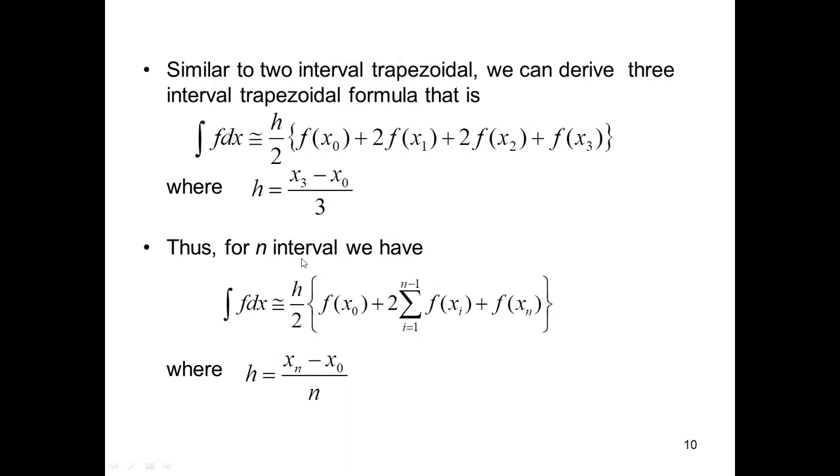Now, your h, generically, if it's presented in this particular formula for n trapezoids, will be x sub n minus x sub 0 over n. This is a generic formula for n number of trapezoids. The trapezoidal rule does not put a restriction on the number of trapezoids that you will use. You can use an even number of trapezoids. You can use an odd number of trapezoids.